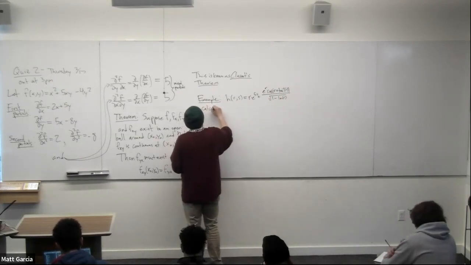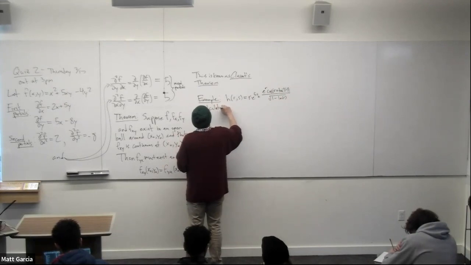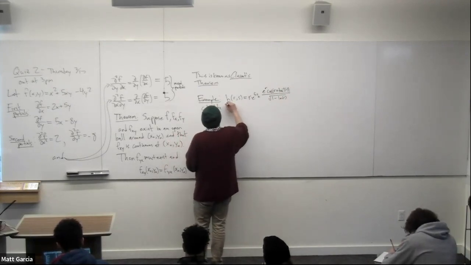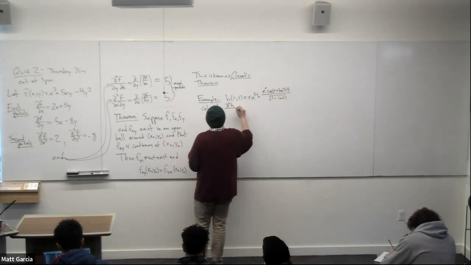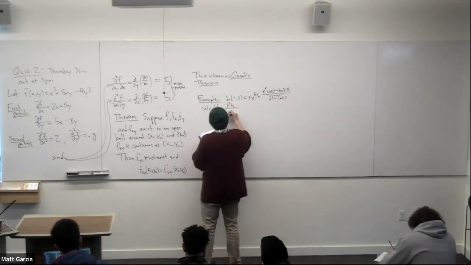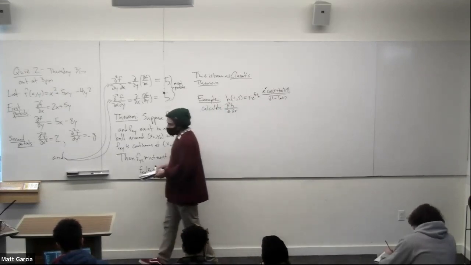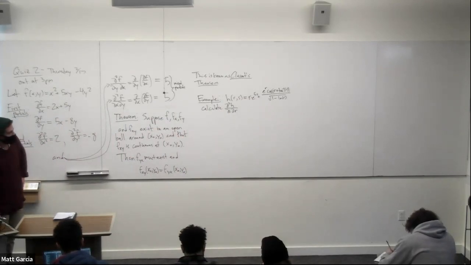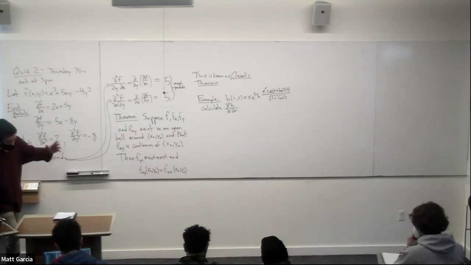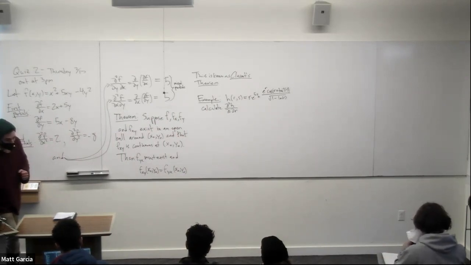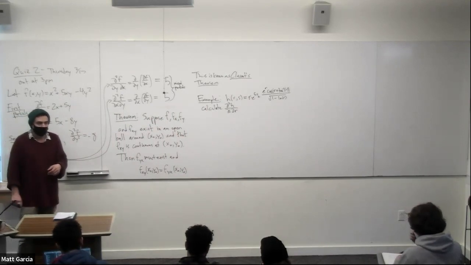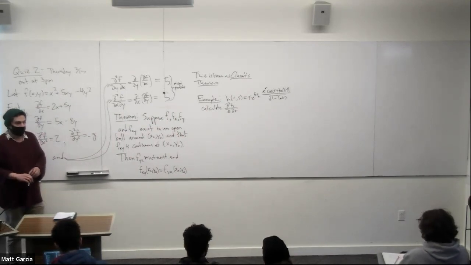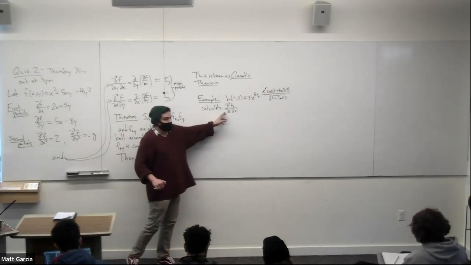Let me ask you to calculate partial squared h, partial s, partial r. Okay. So as I've posed you the question, what should we differentiate with respect to first? Calculate this mixed partial.